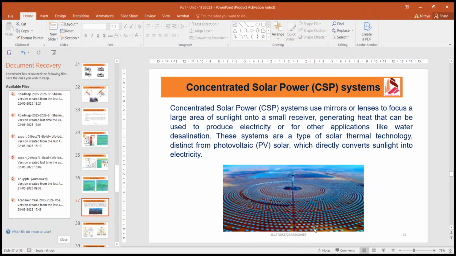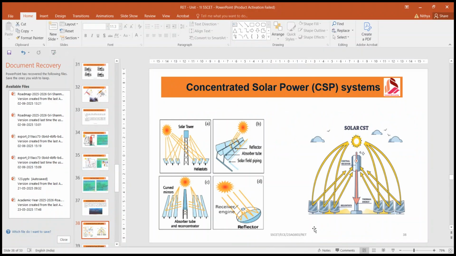This is different from photovoltaic solar, which converts sunlight directly into electricity. In these cases, different types of concentrated solar power, that is CSP systems, are adopted. The figure shows which types. For example, in early school life, one puts lenses together to focus sunlight, produce heat energy, and burn a piece of paper.